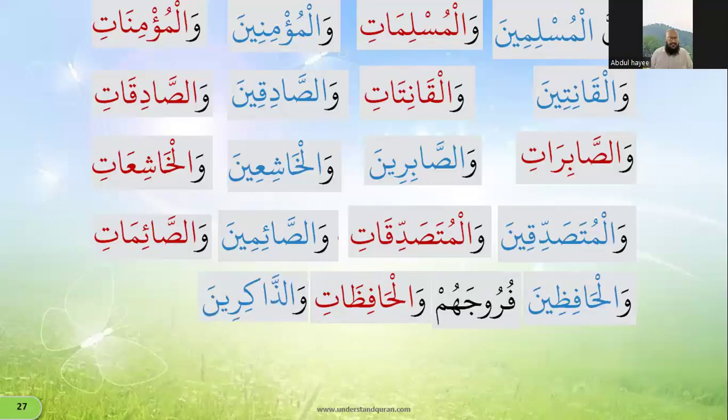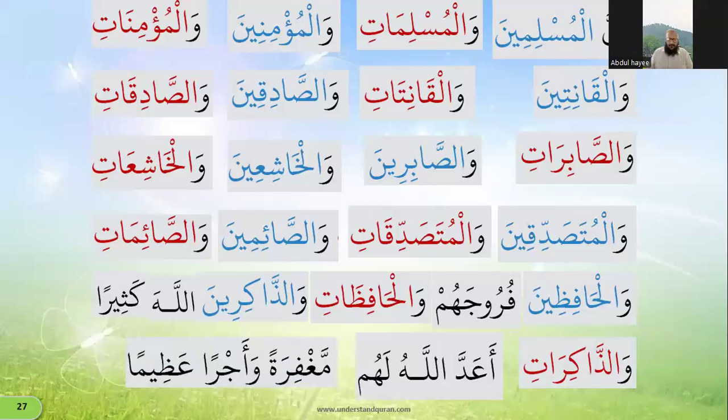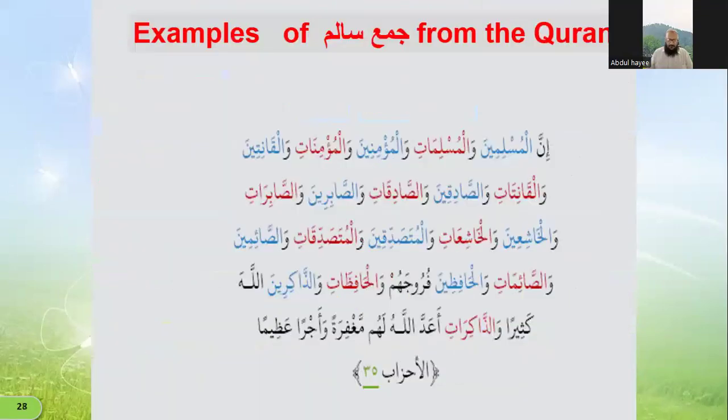Wa zakirina, again sound plural masculine with nas or jar. The feminine will be ati. Allah, Allah is a ism jalala, kasiran, again an ism because there is tanween. Wa zakirati, zakirati is the sound feminine plural with nas or jar. A'adallahu lahum, with feminine maghfiratun wa ajrun masculine, azim. So let's go for this.